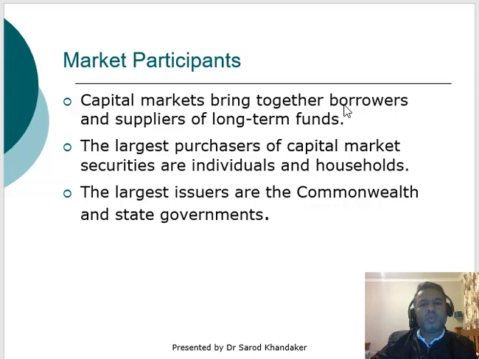Now, who are the participants in the capital market? The capital market brings together borrowers and suppliers of long-term funds. We are talking here about long-term instruments in the capital market, which could include shares, debentures, long-term notes, and so on. The largest purchasers of capital market securities are individuals and households, and the largest issuers are the Commonwealth and the state governments in Australia.